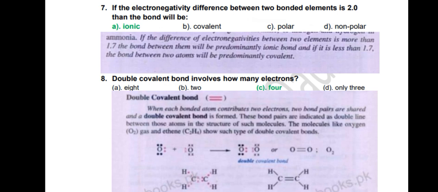Double covalent bond involves how many electrons? So double covalent bonds involve 4 electrons, because each atom shared its 2 electrons. So when 2 electrons are shared between each atom, total electrons will be equal to 4. Option C will be correct.